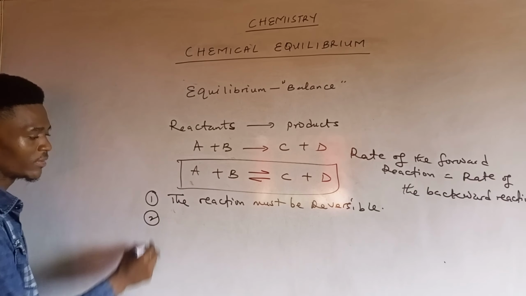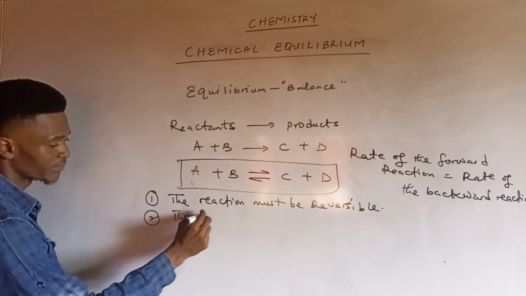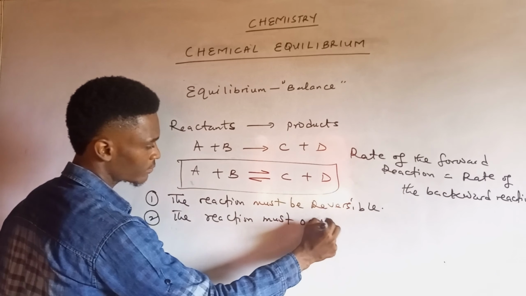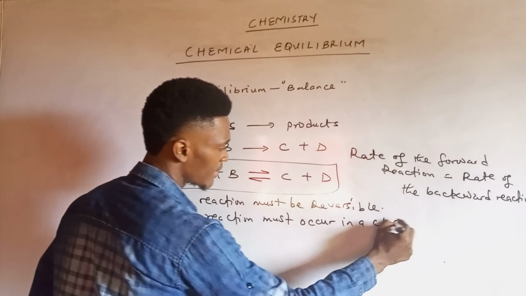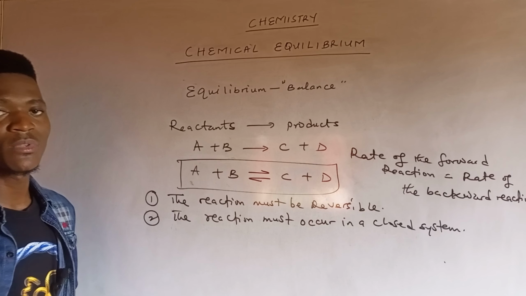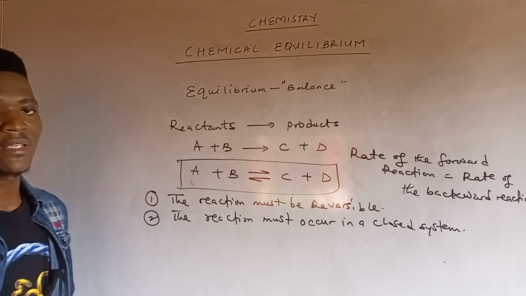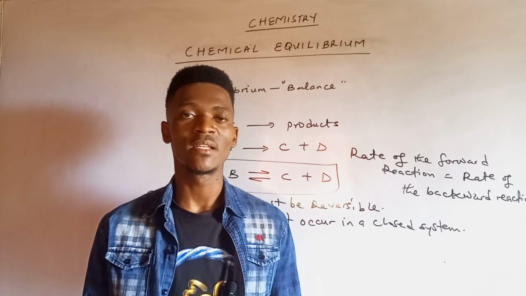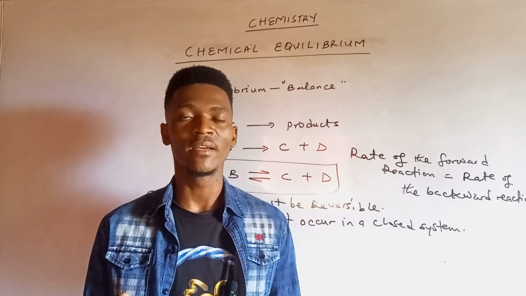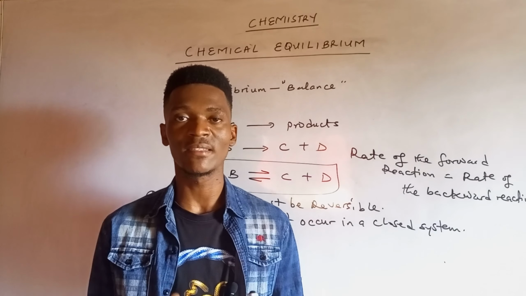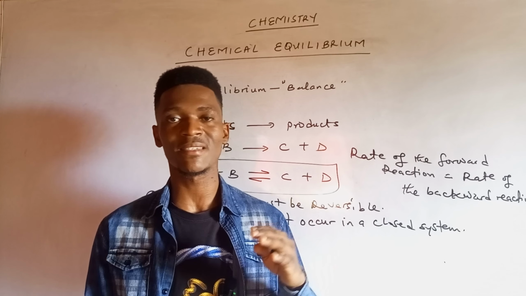And the second condition is that the reaction must occur in a closed system. And what does that mean? When we say a reaction occurs in a closed system, it means that there is no exchange of the substances of the reaction with the environment, meaning that the substances within the boundary or the vessel where the chemical reaction is taking place are intact. They are not released to the environment, meaning that they are sealed.